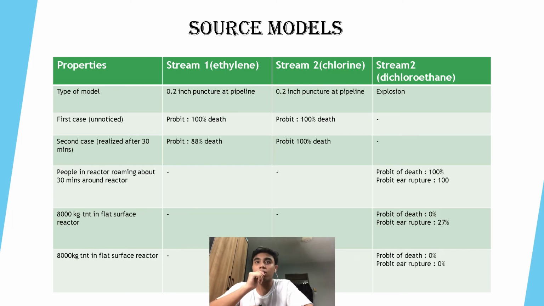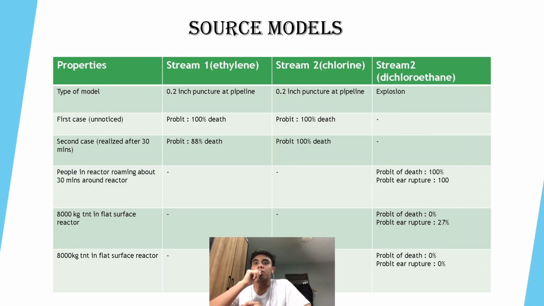For the second situation, if the puncture has been realized 30 minutes after it happened, the probit is 88%, which means 70 people out of 20 will die. For the last situation, which is the puncture has been realized after 10 minutes, the probit is 53%, which is around 10 people will die.